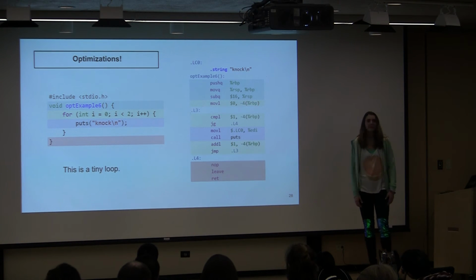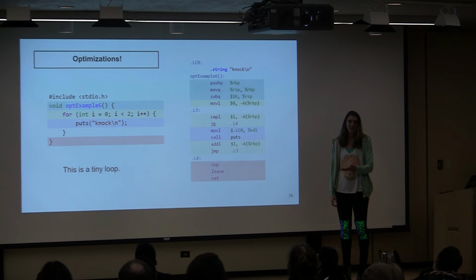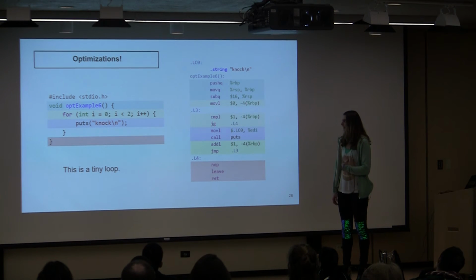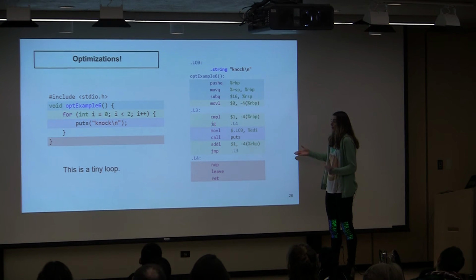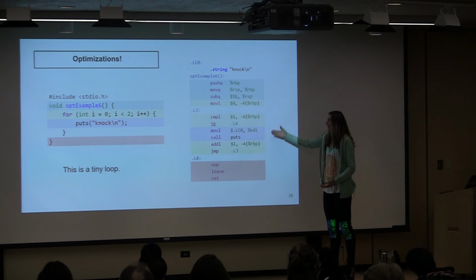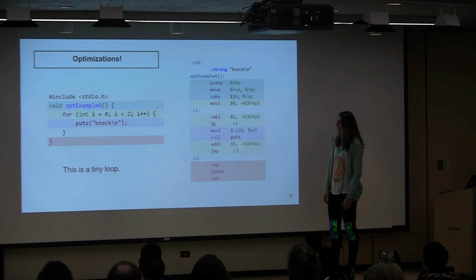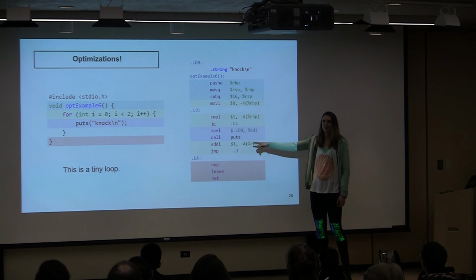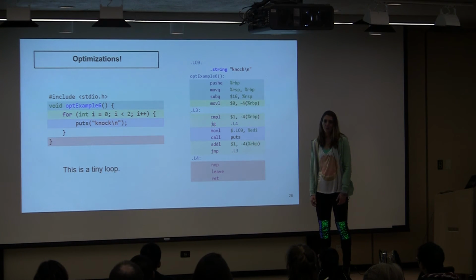Okay, here's another one. This code prints the word knock and the word knock. It's a tiny loop. The unoptimized code just makes a tiny loop. There's the jump, compare, and jump, and calls. Have you guys seen the function puts? That's like printf, but if you just want to spit out a string literal, you don't want to do any fancy formatting or anything.